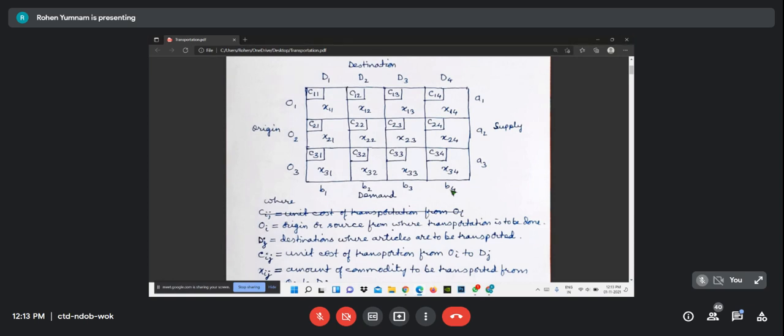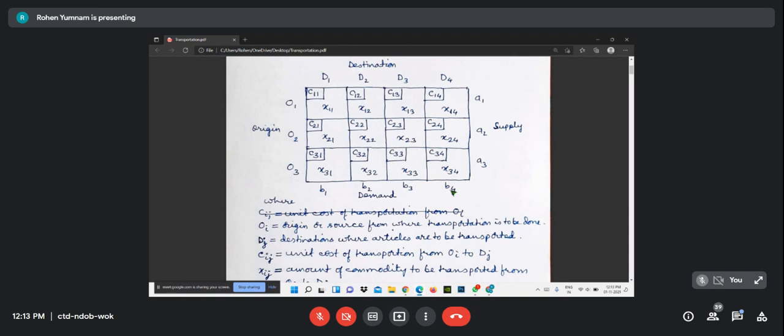Balanced transportation: total supply equals total demand. That is called a balanced transportation problem. If it is not balanced, then we cannot solve the problem, and that is why we have to make it balanced first, and after that we will solve. Those that are not balanced are called unbalanced transportation problems. For an unbalanced transportation problem, the first thing is to make it balanced, and after that we have to solve it.